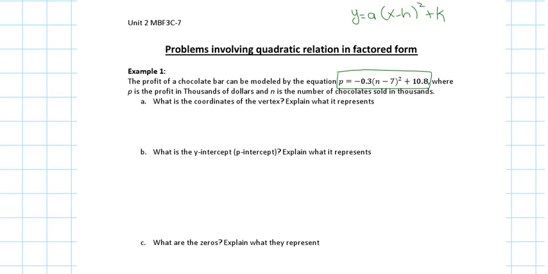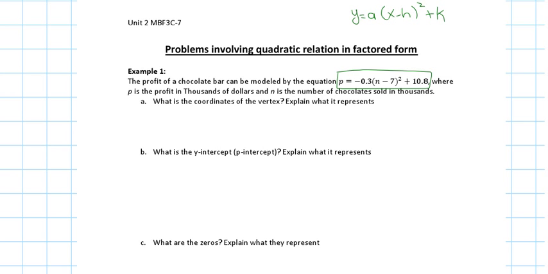You need to know what form it's in because each form gives us something we need. Vertex form gives us the vertex. Factored form gives us the zeros. Standard form gives us the y-intercept. So we need to know all the different forms. Now the question is asking: what are the coordinates of the vertex, and explain what it represents.